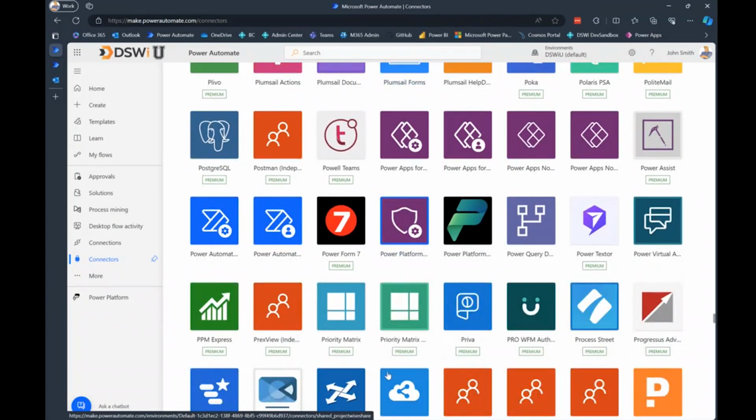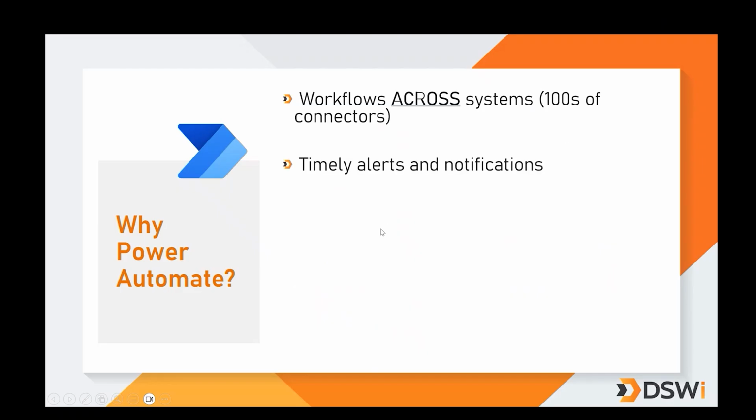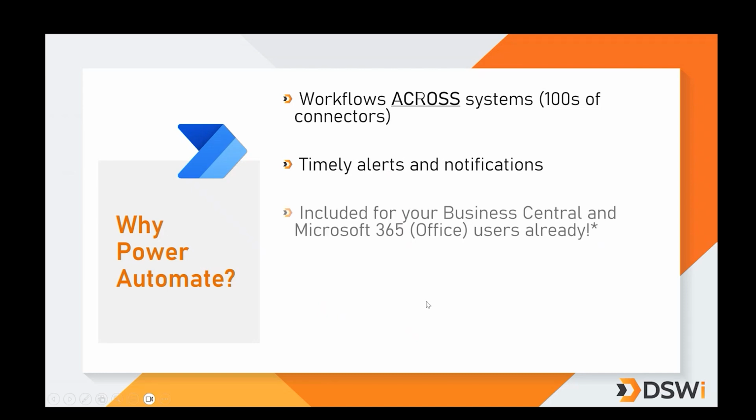So your workflows can start in any one of these and end in any one of these other systems that I have here. The idea is, in some ways, to get timely alerts and notifications. That could be one reason why you use Power Automate. When something occurs in a system, you want to be notified, and you want to be notified on your phone, by text message or an alert on your phone, or by email, or in some other system that you use. And so that could be for that.